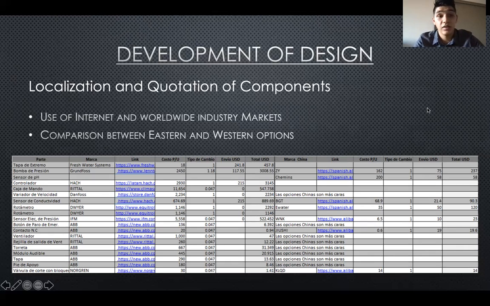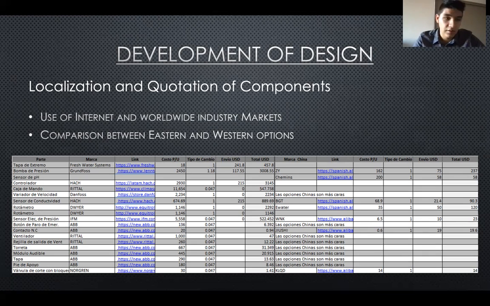The next step that I did was localization and quotation of components, with the help of the internet, worldwide industry markets, and also some applications for industry shopping. I was able to collect all of the information, and with all of this, a comparison between Eastern and Western options was made.